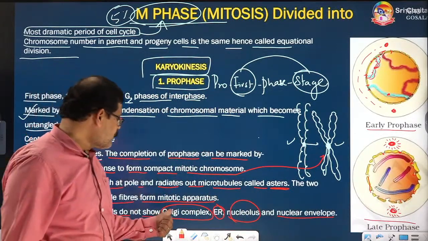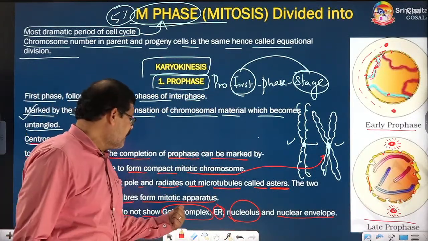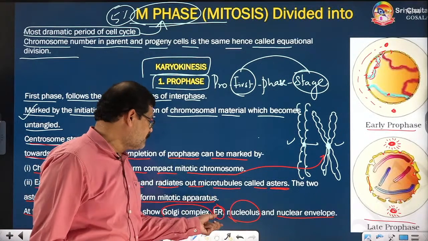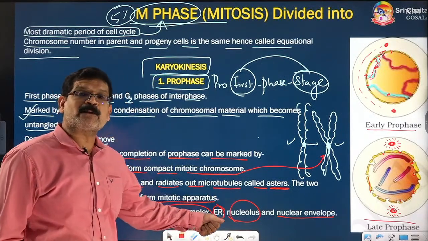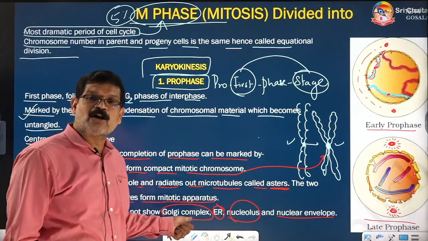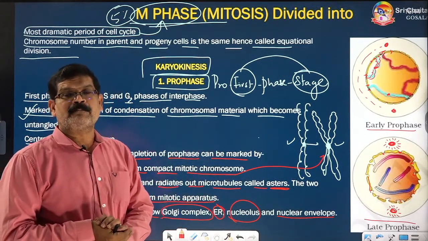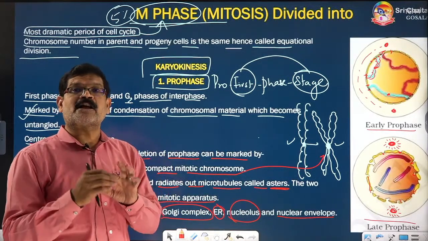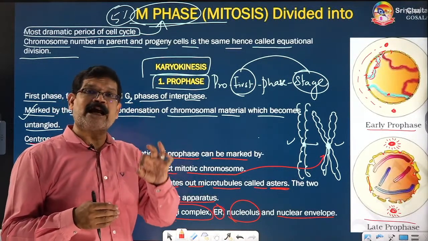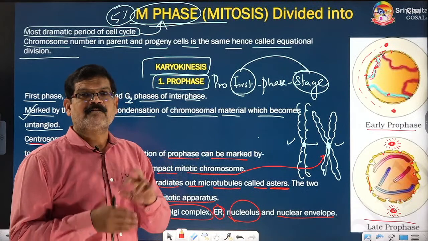Clear-cut. And also what are the cell organelles that disappear? Endoplasmic reticulum, Golgi complex, nucleolus, everything disappears, means it cannot be seen at that time. This is called a latent phase, we can say, where it cannot be seen.